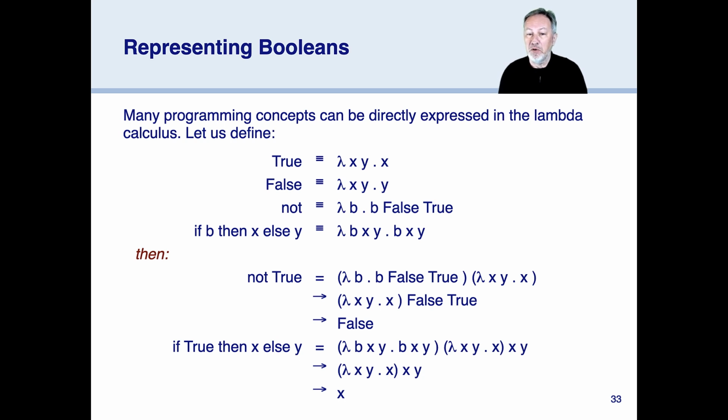So far, Booleans and not are working the way we expect them. Let's have a look at our if then else. If true, then x else y. Well, if then else simply passes x and y to its Boolean, and the Booleans either return the first or the second argument. Well, if true is going to return x, and if false is going to return y. So that's exactly what we expect. So we can model very nicely now some simple programming concepts.